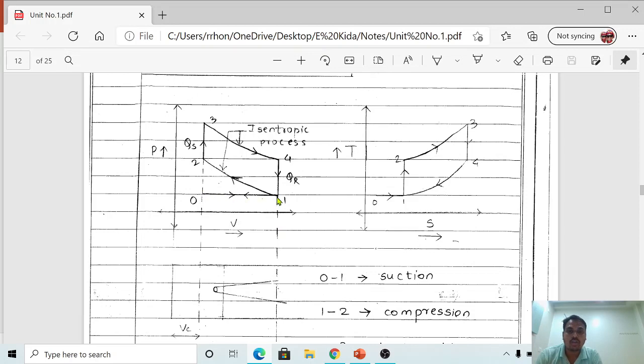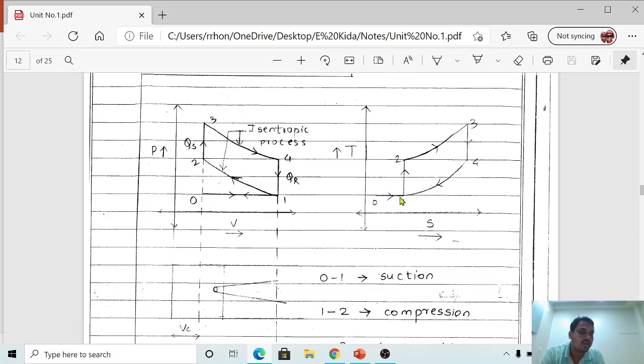0 to 1 suction, 1 to 2 compression, 2 to 3 heat addition, 3 to 4 expansion, 4 to 1 rejection, and 1 to 0 is the exhaust process. With the help of this diagram, we can understand the values of volume and pressure during the cycle of operation. Similarly, with the help of this particular T-S diagram, we come to know the temperature condition and the entropy condition during the working of the engine.